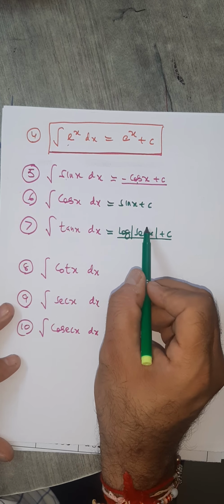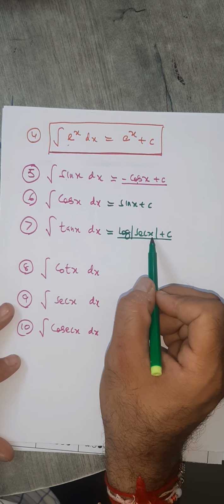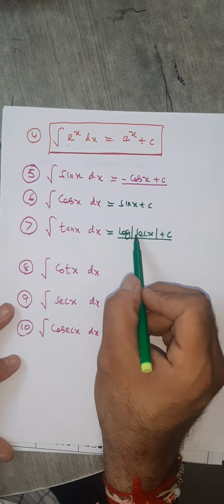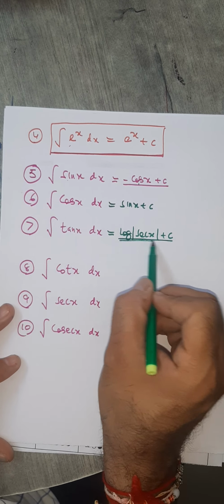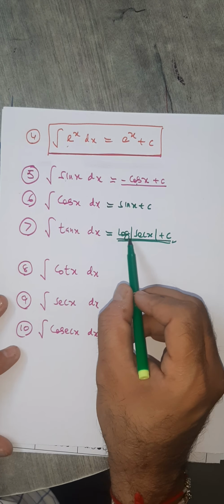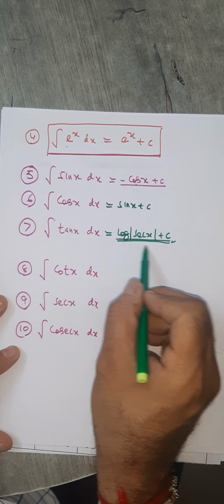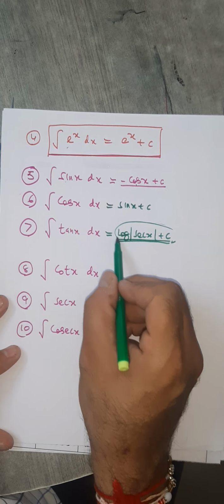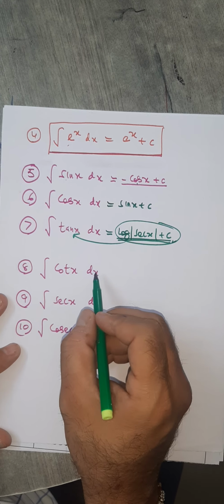Again I'm repeating, because sec might be negative. Log of negative is not possible, remember. So in case this is negative, this modulus converts it into positive. That's why, remember. Okay. So the integral of tan is log of mod of sec x. You can verify by chain rule differentiation of this one. I leave it for you. You differentiate this by chain rule, you will get exactly tan.